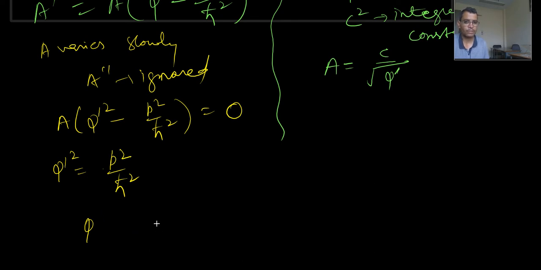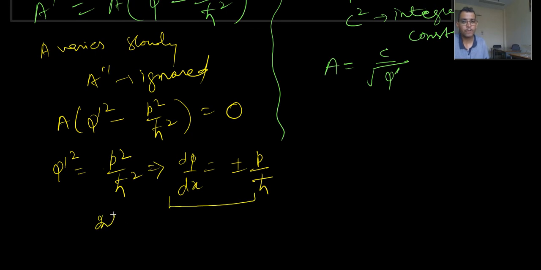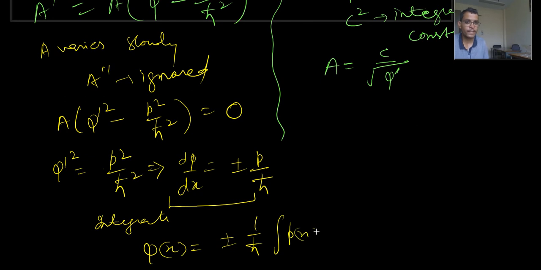So simply I can write that d phi over dx is equal to plus minus p over h cross, if I take the square root on both sides, and if I integrate it, then on integration we are getting phi is equal to plus minus 1 over h cross integral of p dx. So this is the value of phi of x we are getting, and this is the value of phi prime, right? So phi prime is basically this one.